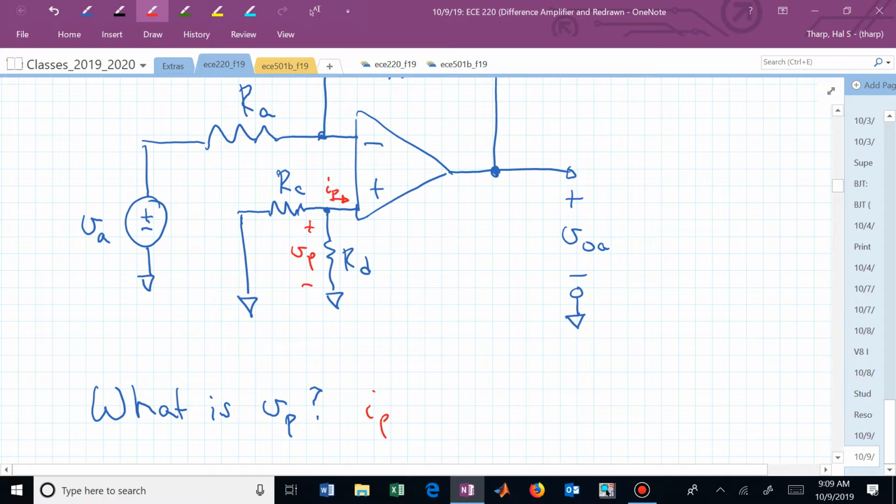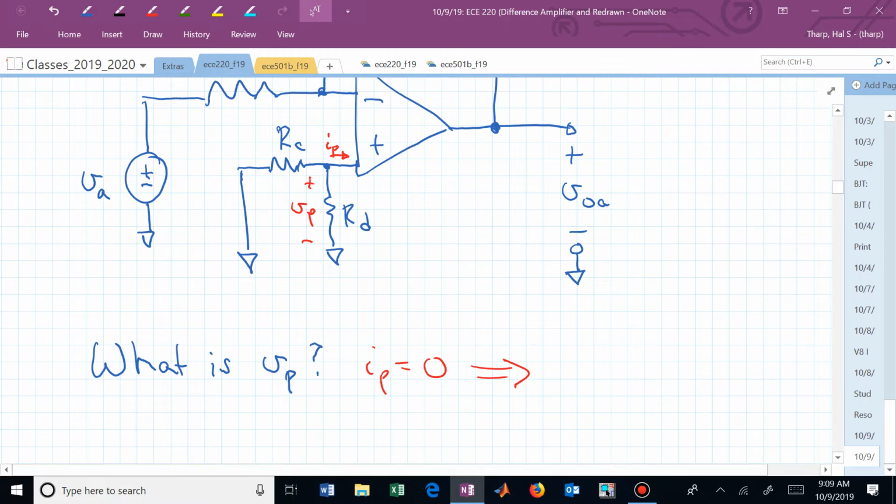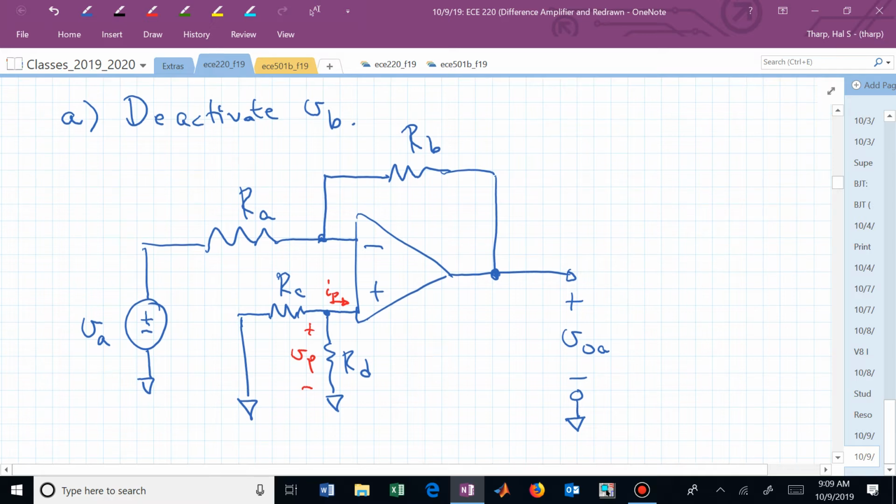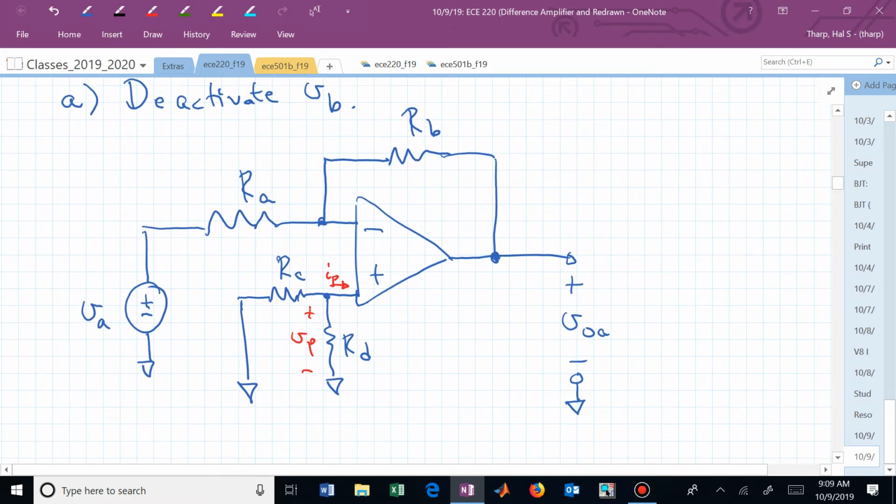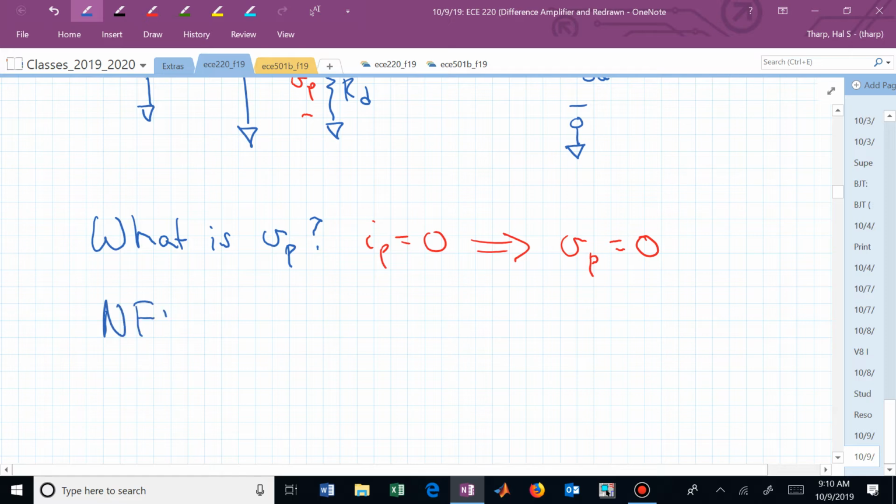I sub P is equal to 0, which now says that because there's nothing else to provide any source of current, we can say that V sub P is in fact equal to 0. Even though there's resistors there, both sides of those resistors are at the same potential. There's no current flowing. We have 0 volts for V sub P. And R sub B is there, which is providing us with the negative feedback.